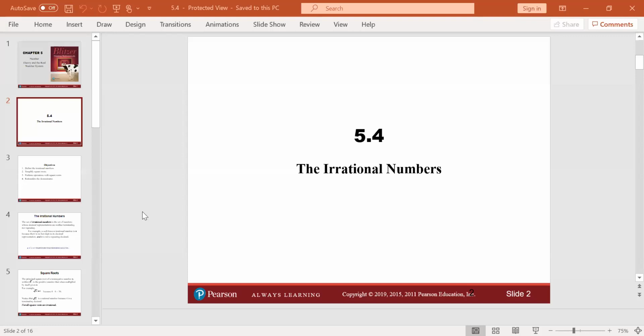Okay. The next topic we're going to cover is irrational numbers. Now, I kind of promised this yesterday when we started talking about rational numbers. I said there's also something called an irrational number, and it's going to be the opposite of what you think. It's going to be the opposite of a rational number. So, the irrational numbers.